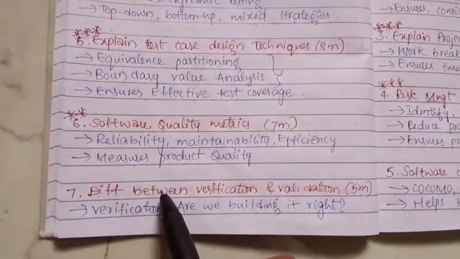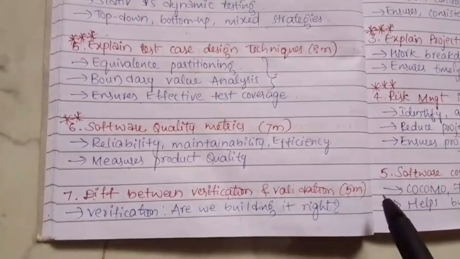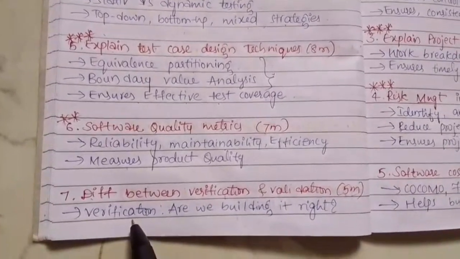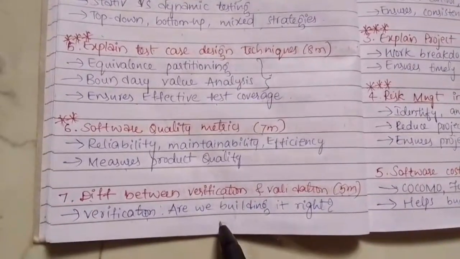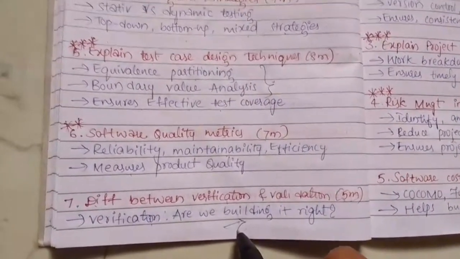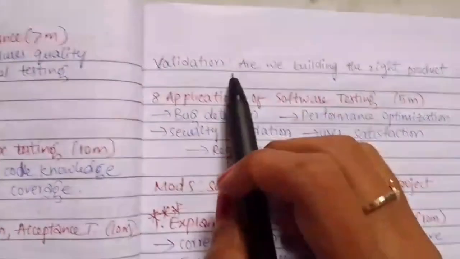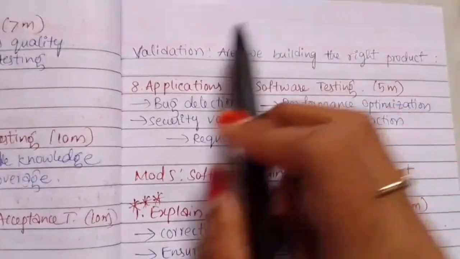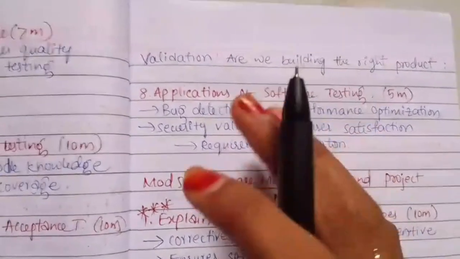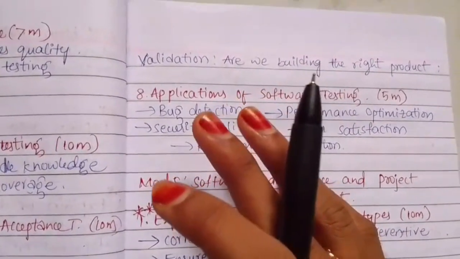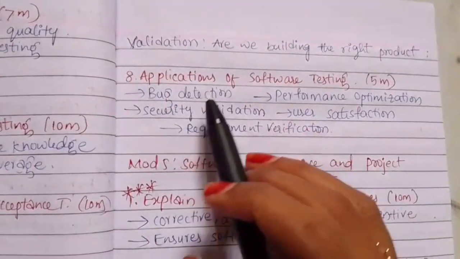And the 7th question is difference between verification and validation, which is also important. Asked for 5 marks. For verification, you have to just mention, are we building it right? Means, are we building the system right? This is verification. And validation means, are we building the right product? This is validation. You have to explain these two in detail for 5 marks. At least 3 to 4 points for each of verification and validation. That's enough for 5 marks.